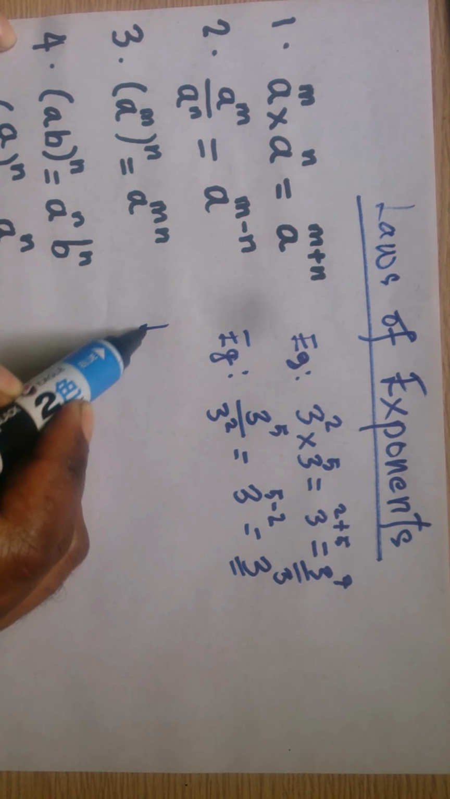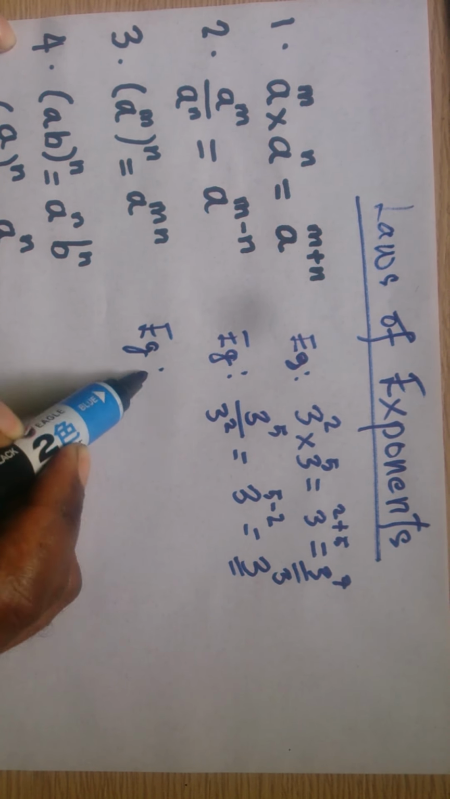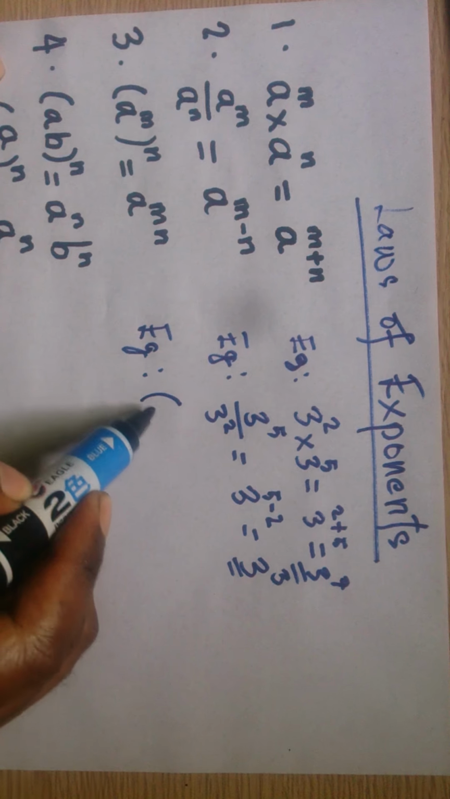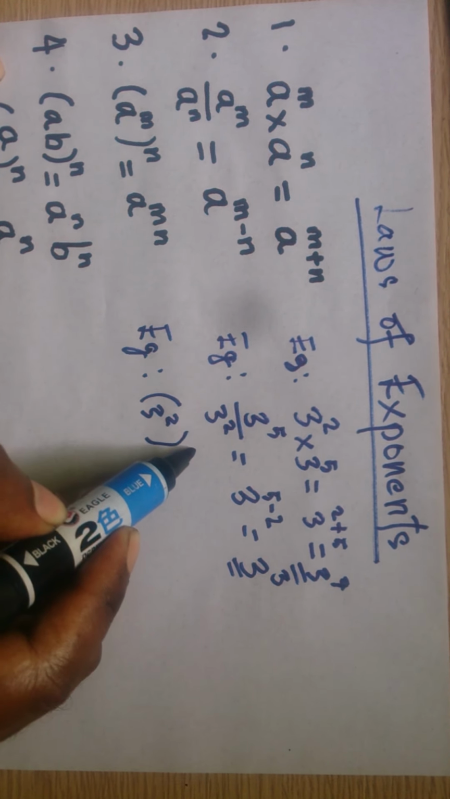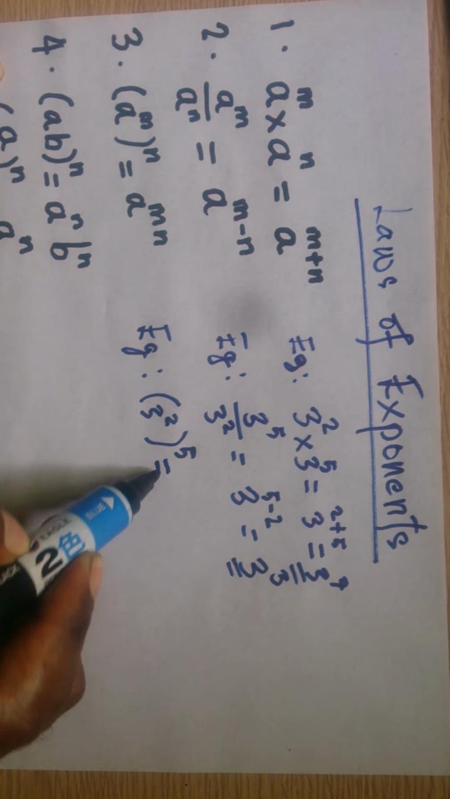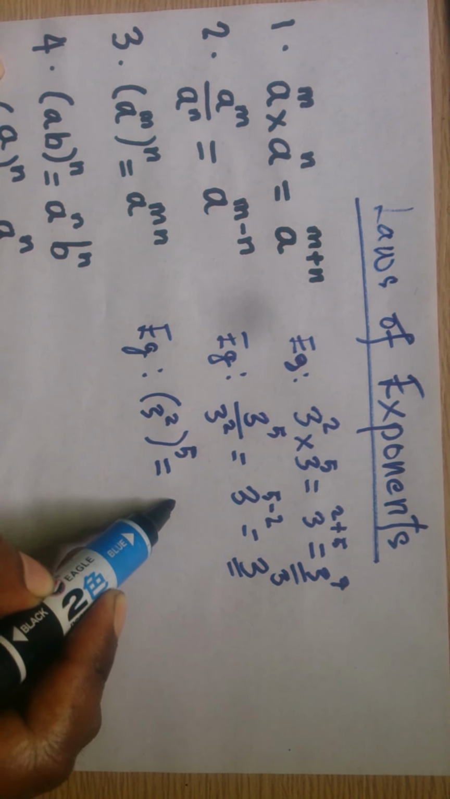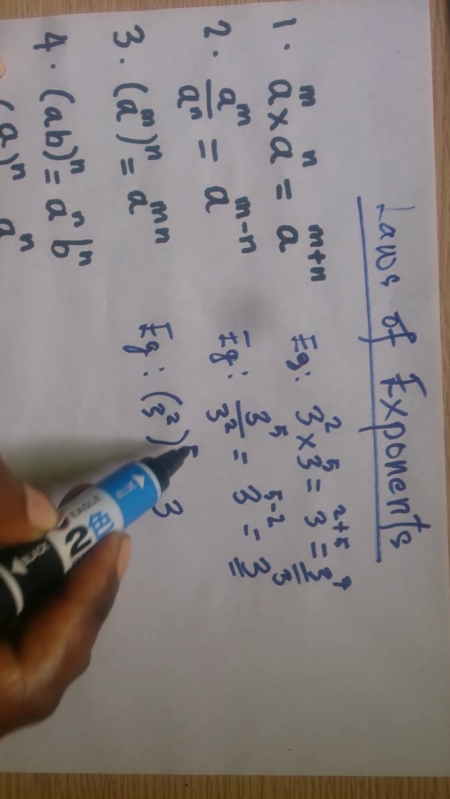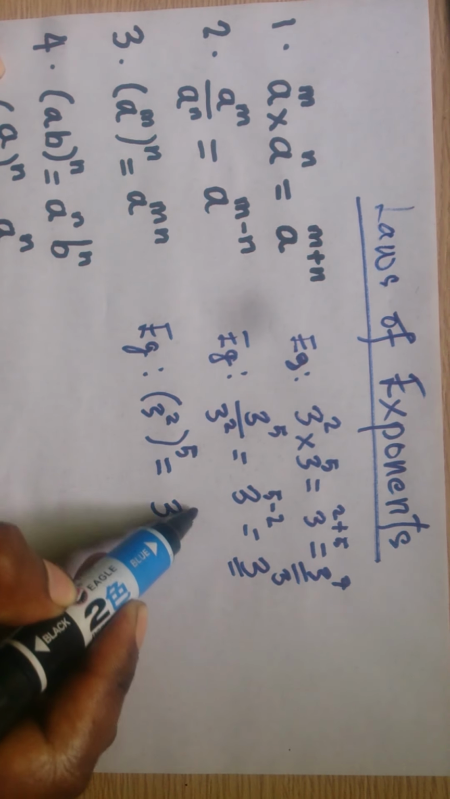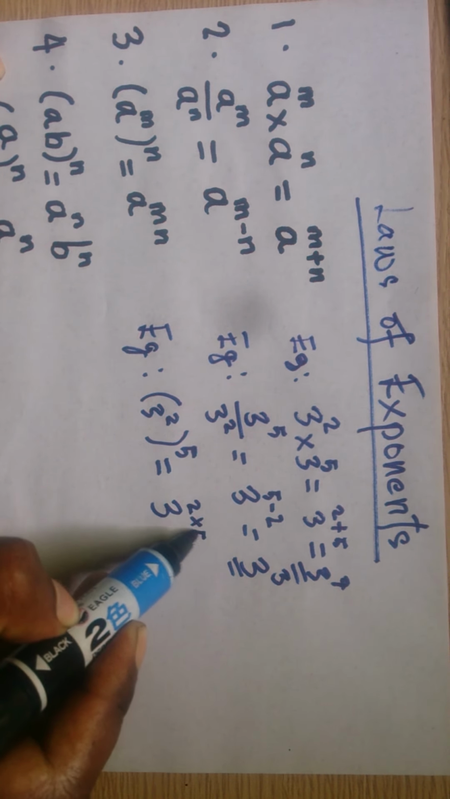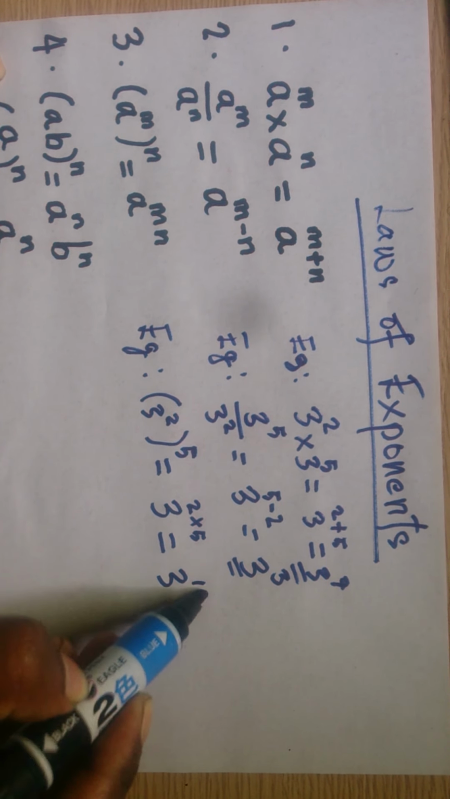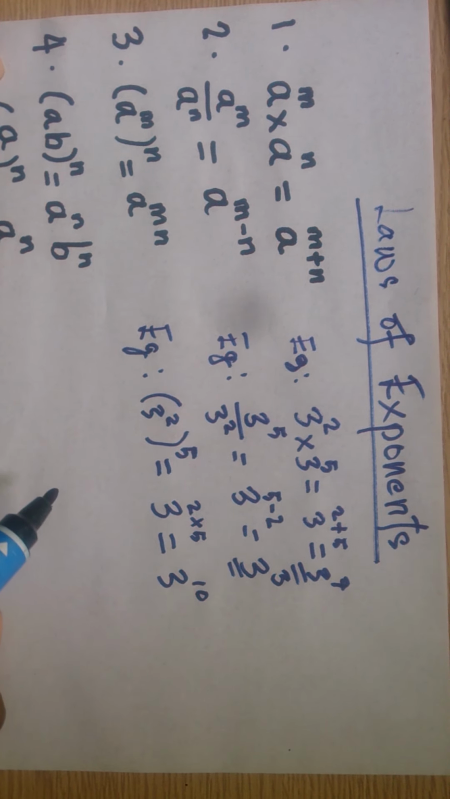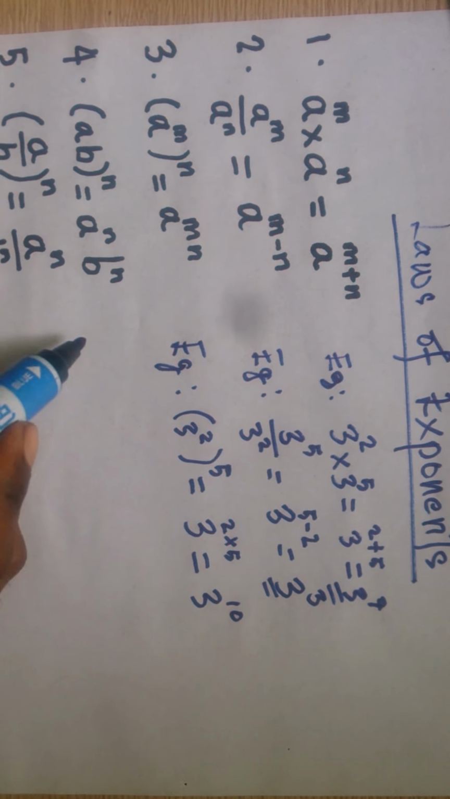So let's have an example. If we have 3 to the power of 2 and to the power of 5. So in such case, we put 3, but we will multiply the two powers. 2 times 5. So 3 is to the power of 10. That is our answer.